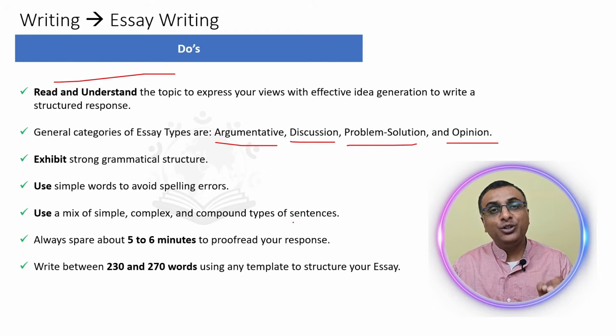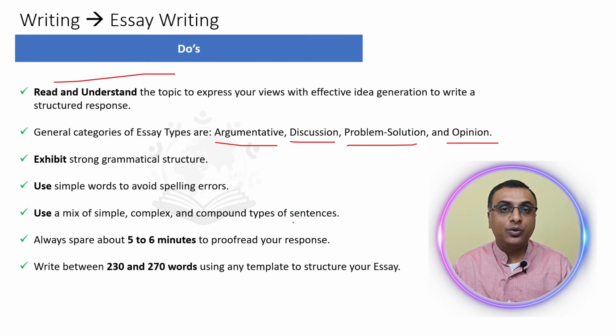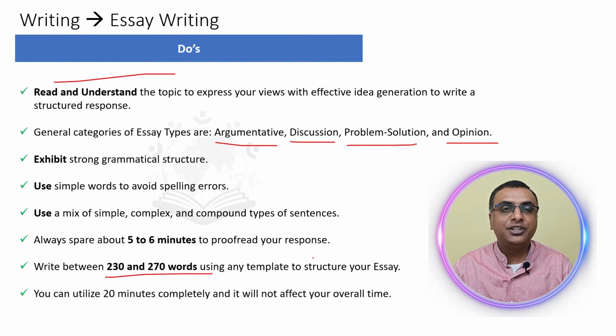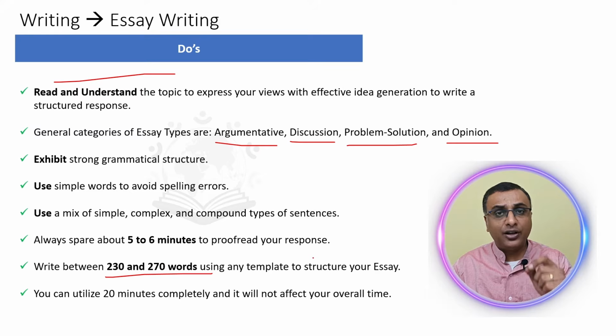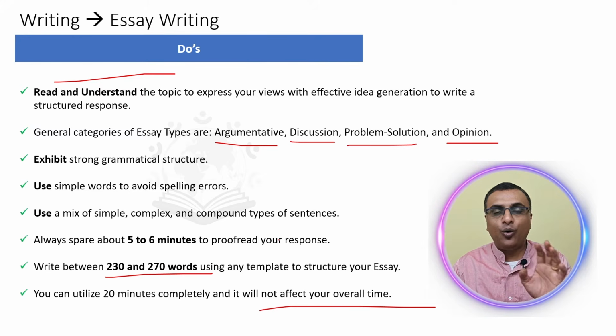Next, you need to write about 230 to 270 words to come up with a properly structured essay. If you write less than 200 words or more than 300 words, PTE will not consider it. So the ideal number of words to write in the essay is between 230 and 270. Last but not the least, you will get 20 minutes for each essay question in your exam. It will not affect your overall time.